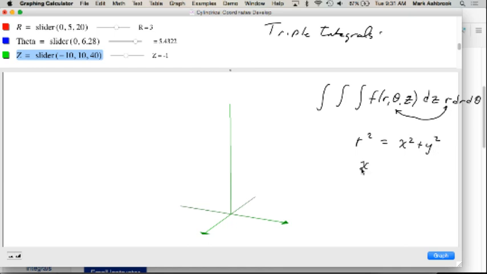x equals r cosine theta, y equals r sine theta, theta equals something that has to do with tangent, right? Arc tangent of y over x, but now be careful, that has a limited range, right?